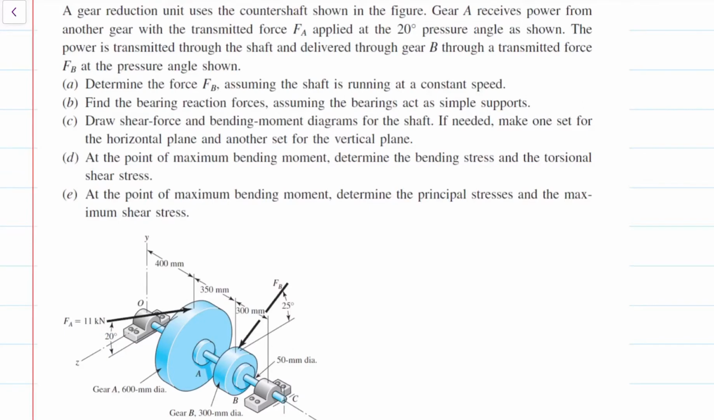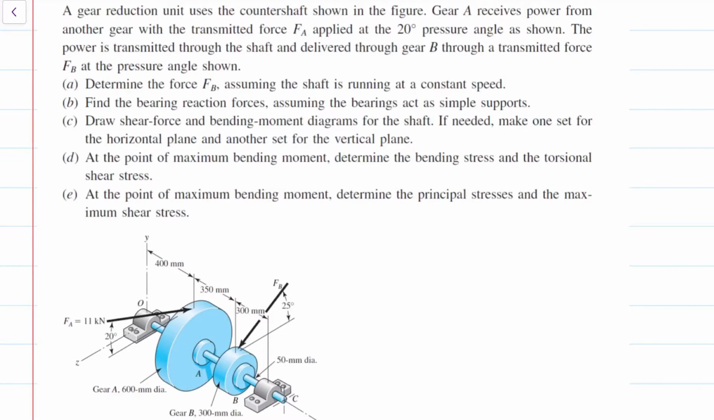Hello everyone. In this example, we will be looking at static failure theories, specifically the maximum shear stress theory and distortion energy theory. These are two different failure theories that we can use to predict the failure for static loads. While one uses shear stresses, the other one uses an equivalent energy or a von Mises stress to calculate the effective stress that acts on the component.